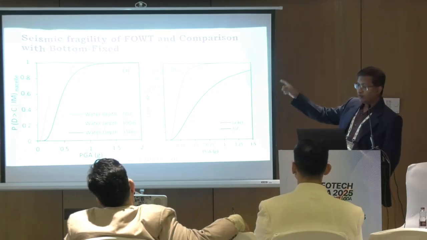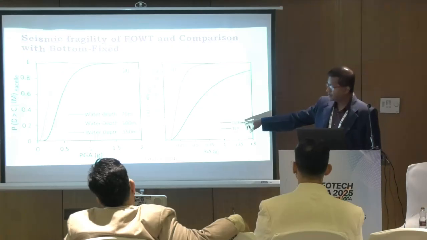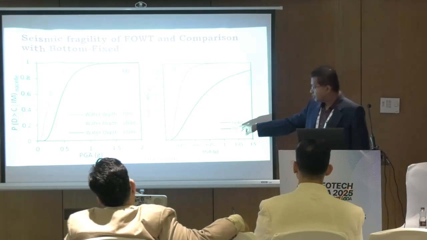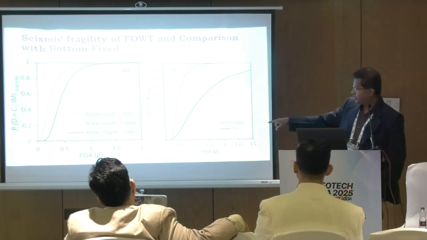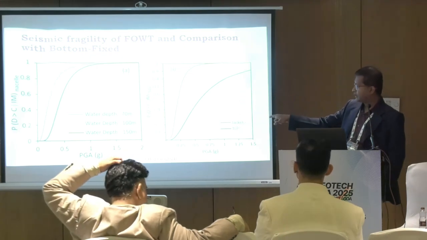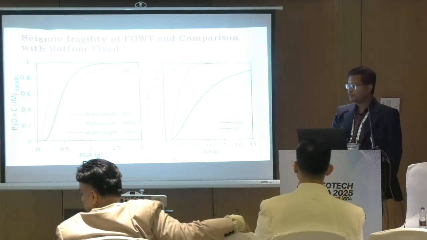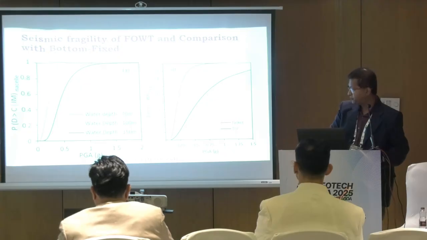At the same time, we have also compared with the jacket structure, which are grounded structures, that is, bottom fixed structures. If you look at the relative vulnerability, the jackets are more vulnerable than the TLP, because the grounded systems are more vulnerable to seismic loading.